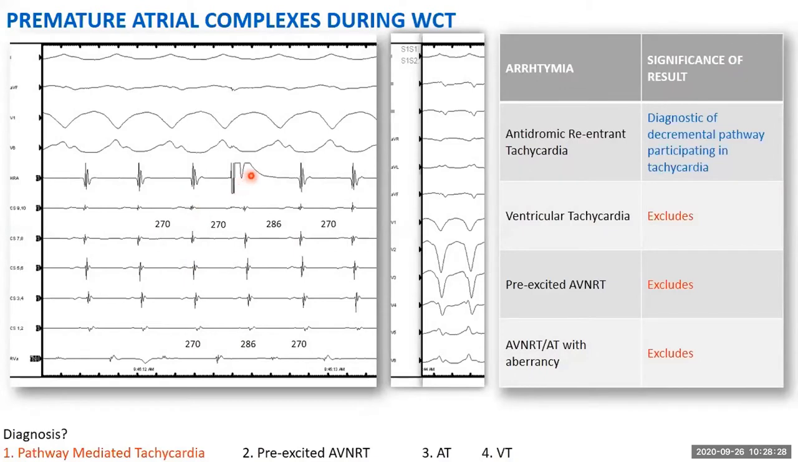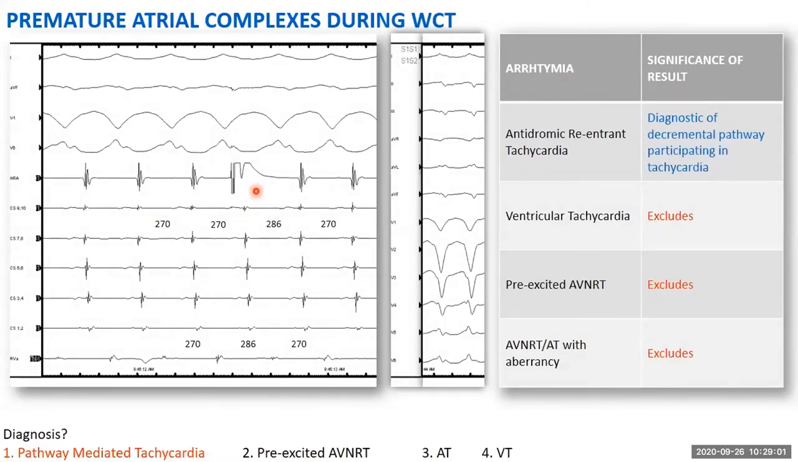A PAC was delivered during retrograde His refractoriness, as the PAC did not change CS activation immediately. The CS signal was at the same coupling interval as the tachycardia of 270 milliseconds, indicating that the CS activation was from the tachycardia wavefront, from the V via the His and back to the A, and not from the PAC. This is important to show that any change to the tachycardia cycle length due to the PAC is not from conduction via the Purkinje system and is from extranodal conduction.